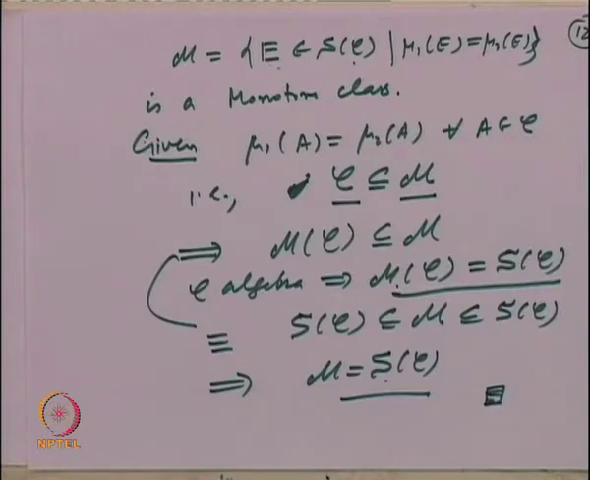So, we have finally proved in these 4 steps the theorem that if mu 1 and mu 2 are two measures defined on a semi algebra C of subsets of a set X, and mu 1 and mu 2 are both sigma finite, and they agree on the semi algebra, then they also agree on the sigma algebra generated by C. This is an important theorem which we are going to use quite often.